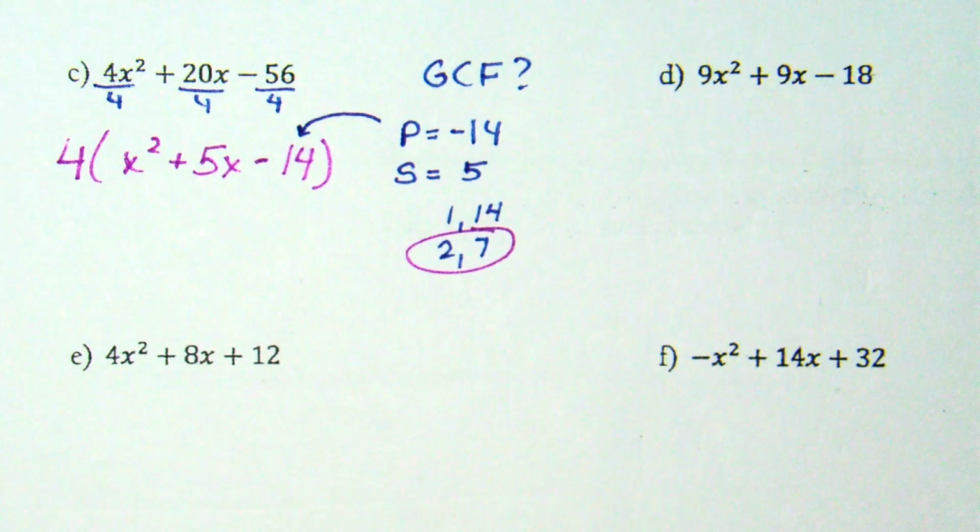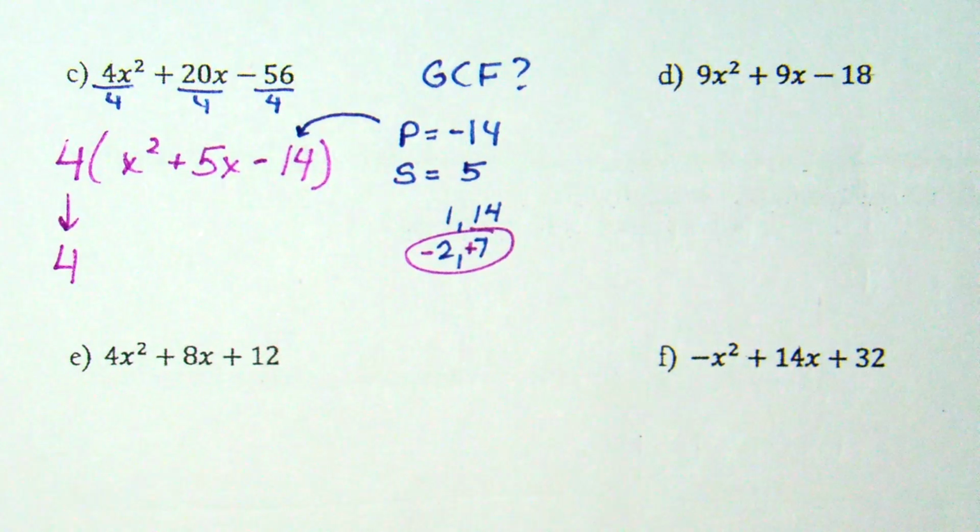Okay, think about how your signs have to work. If it multiplies to be a negative, your signs are opposite. The bigger number has to be positive. Okay, so they're opposite, right? One positive, one negative. Because 5 is positive, the bigger number is positive, and the smaller number is negative. Okay, so how do we write this down?